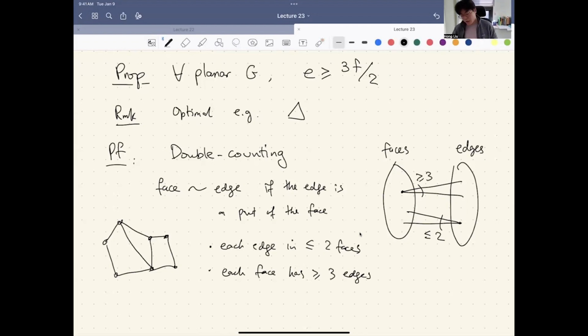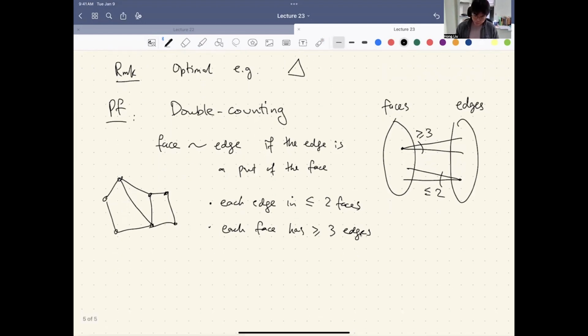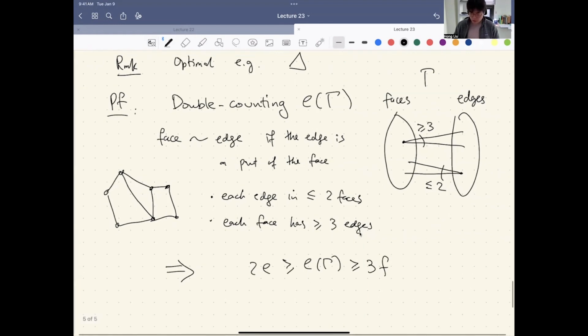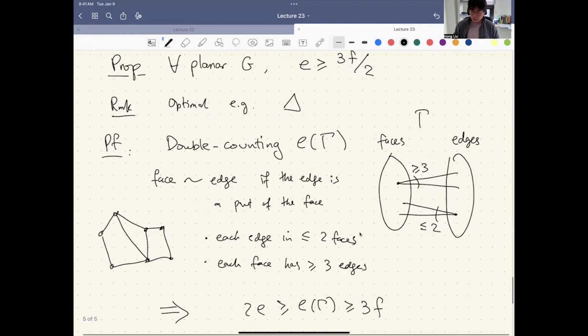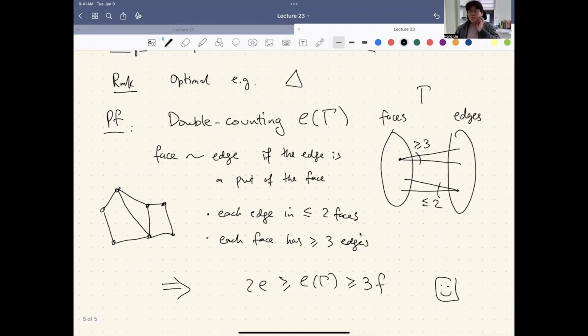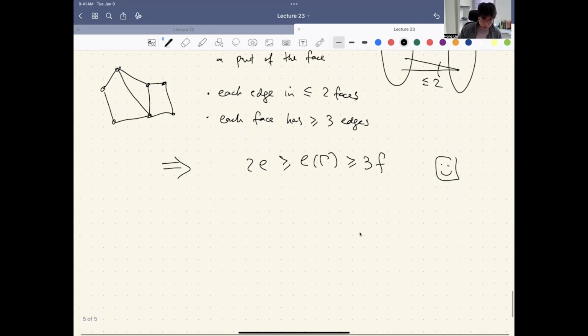Double counting, we double count the number of edges. Let me call this graph gamma. Double counting E of gamma, we get that it is at least 3 times the number of faces, and at most 2 times the number of edges. So we have E is at least 3f over 2. Done. Then we use this, we can prove the maximum size of a planar graph. Another theorem.